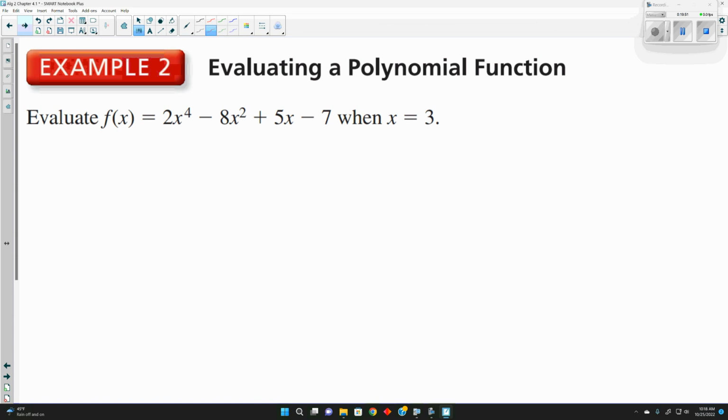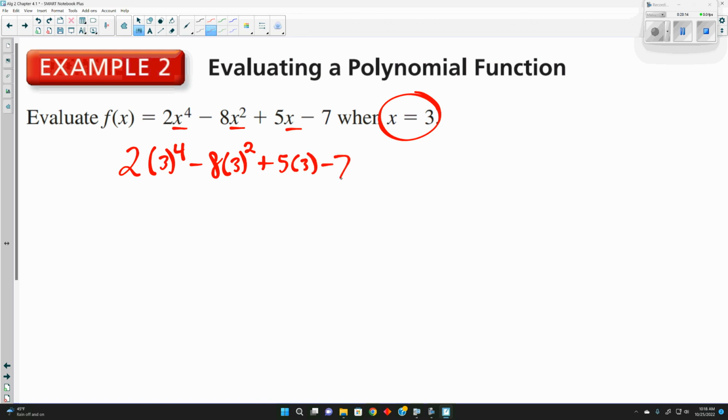Evaluate. f of x equals 2x to the 4th minus 8x squared plus 5x minus 7 when x is 3. So what are we doing? Well, we're replacing x with 3. So we're wanting to see what 2 times 3 to the 4th minus 8 times 3 squared plus 5 times 3 minus 7 is. We're just plugging in 3 for x.